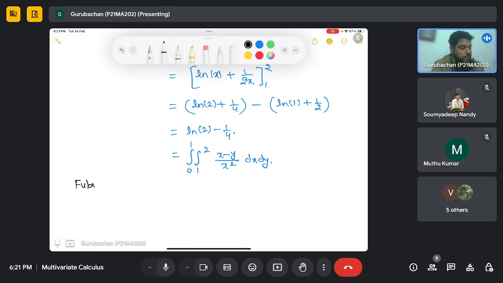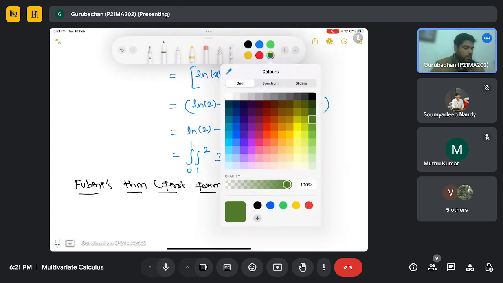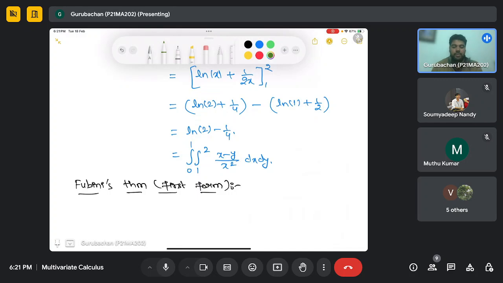Let me state that Fubini theorem, first form. Let me first state it, then I will explain what this theorem says. So we will be precise somewhat.